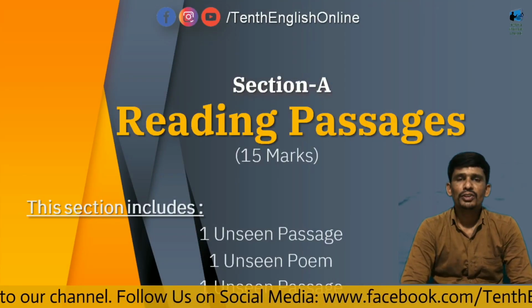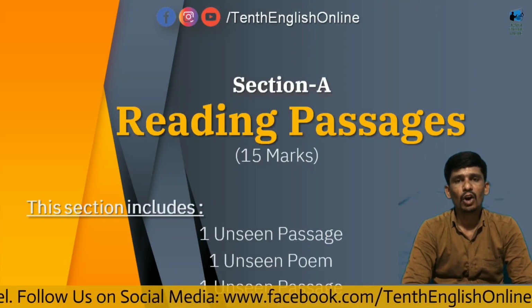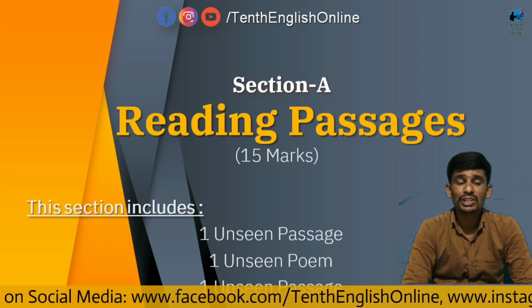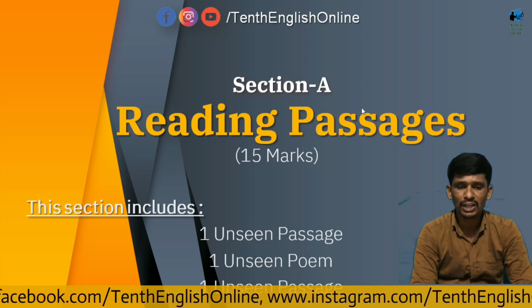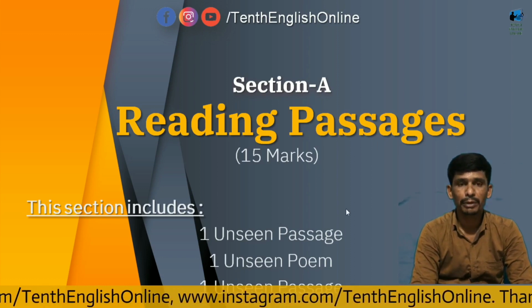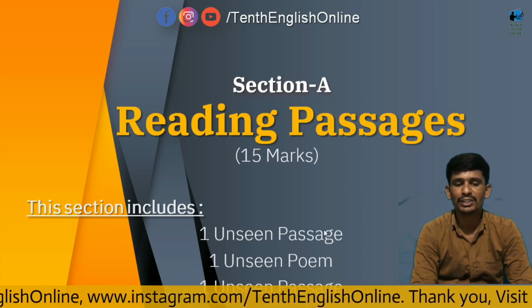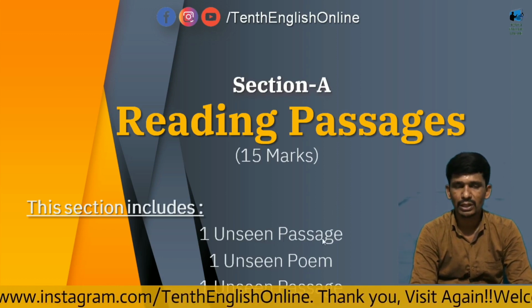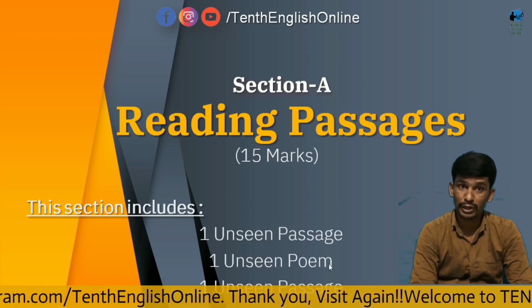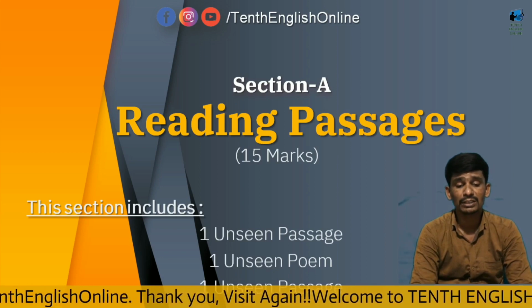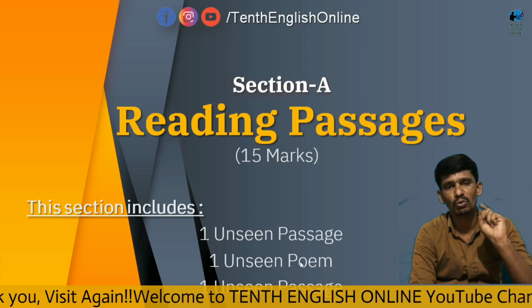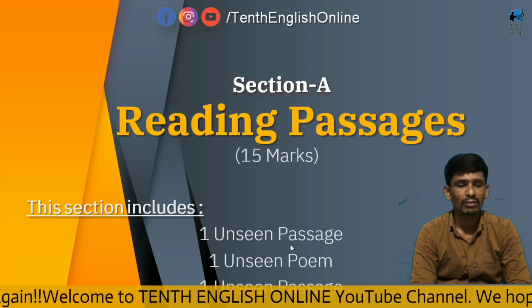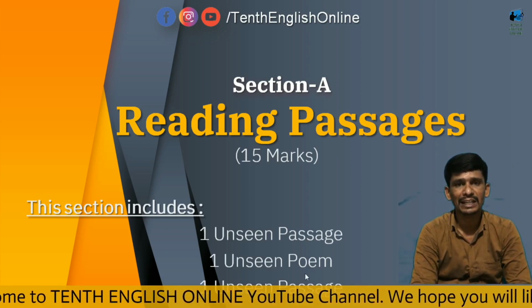So the first section, Section A, is reading comprehension. This section carries 15 marks, and it includes three bits. The first bit is an unseen passage, the second bit is an unseen poem, and the third bit is an unseen passage once again. So there are two unseen passages and one unseen poem in Section A, reading comprehension.